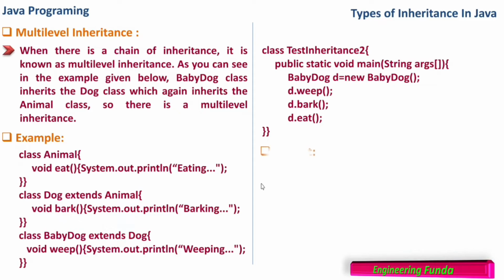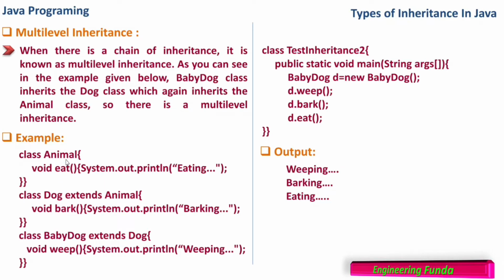So let us see what is the output of this. The output should be weeping, barking and eating. So weeping, barking and eating, this is the order. So here we can see that this is multi-level inheritance.